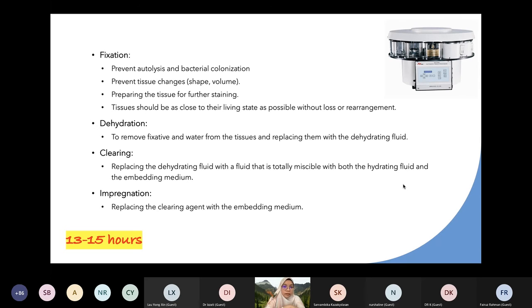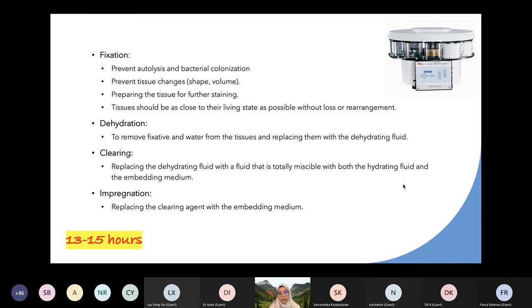Okay, now the first stage in tissue processing is fixation. Fixation will continue for a few more hours to ensure complete tissue fixation is achieved. The purpose of fixation, as has been taught to you in the previous lectures, is to prevent autolysis, prevent tissue changes, prepare the tissue for further staining, as well as make sure that the tissues can be as close as possible to their living state without any loss or rearrangement.